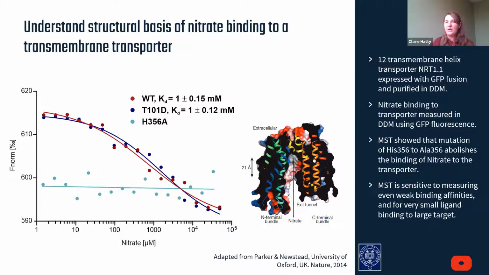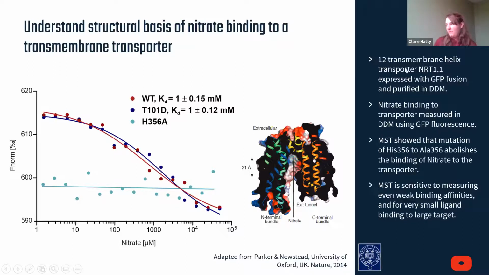And it switches between a low affinity state and a high affinity state in response to falling nitrate levels, and this is via a process of phosphorylation. So in order to better understand this mechanism, MST was first used to determine the effect of phosphorylation and point mutations on nitrate binding.